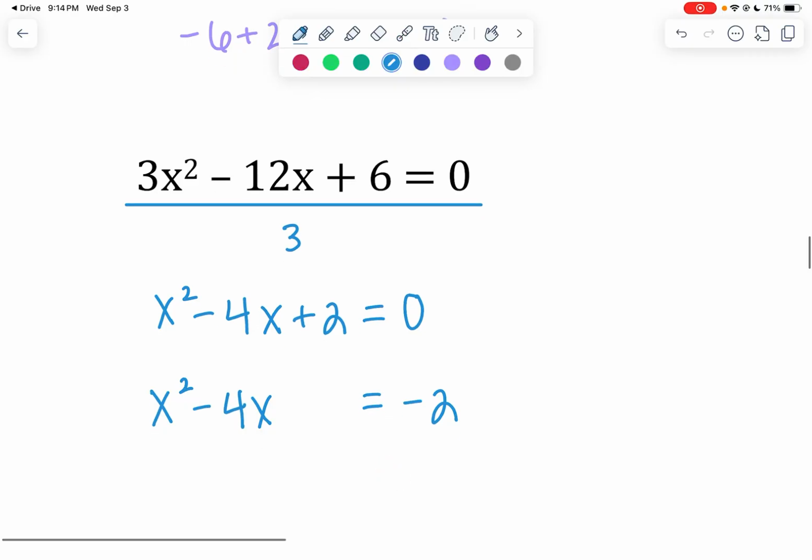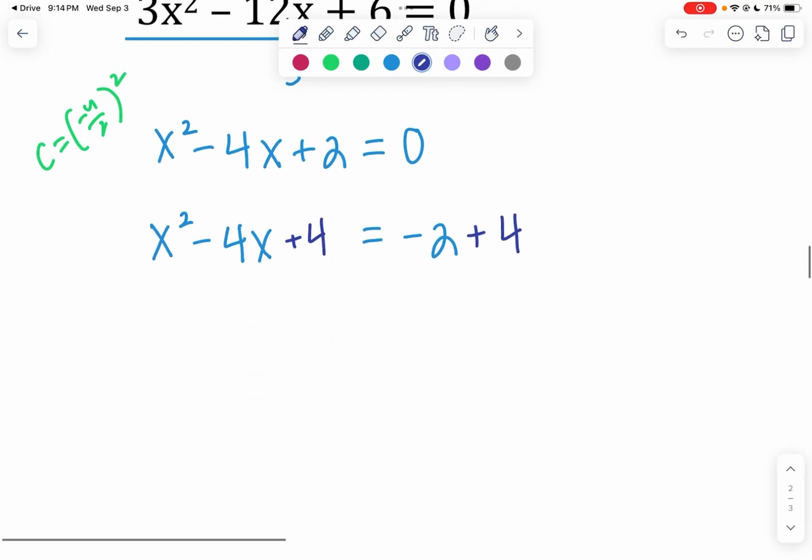So remember to find out what C is. It's just B divided by 2, so -4 divided by 2 squared. Hopefully you're getting kind of fast at that, and that's fine if you're doing mental math on that, okay? So add 4 to both sides. Now it's going to factor because I made it a PST. So x minus 2 squared equals 2.